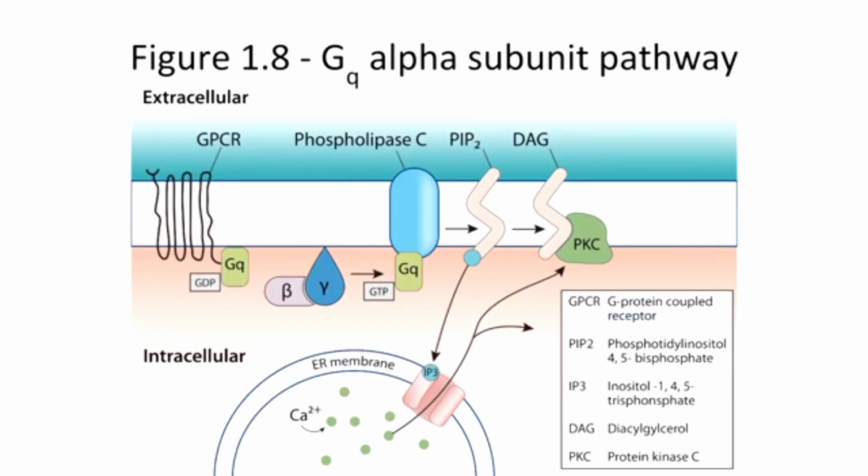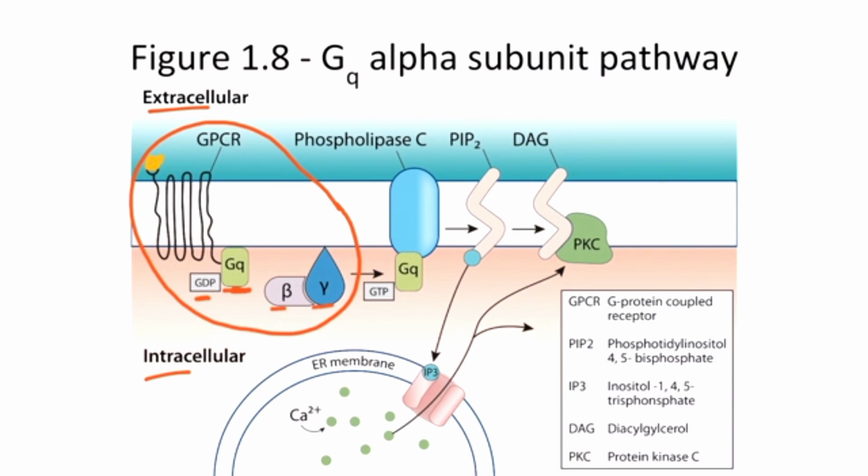This is figure 1.8, which outlines the normal GQ alpha subunit pathway. This is the extracellular space and the intracellular space. And this is the G-protein coupled receptor. Notice how the receptor interacts with or is coupled to the GQ alpha subunit right here, which is bound to GDP. However, the alpha subunit is just one part of the G-protein. The G-protein is also comprised of the beta and the gamma subunits.